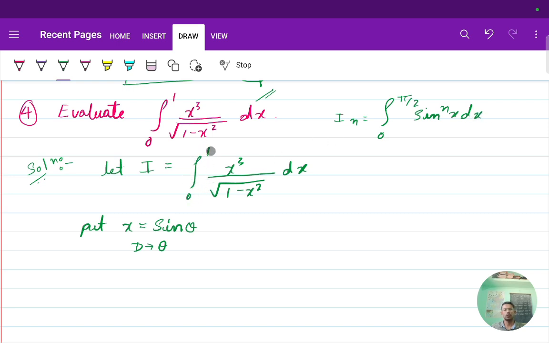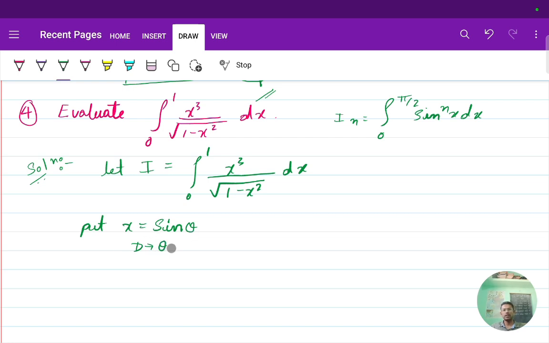Here the limits are 0 to 1, but we have to reduce this to 0 to pi by 2, and also reduce this x cube divided by root of 1 minus x square to sine power n x dx. So for this I will take x is equal to sine theta.